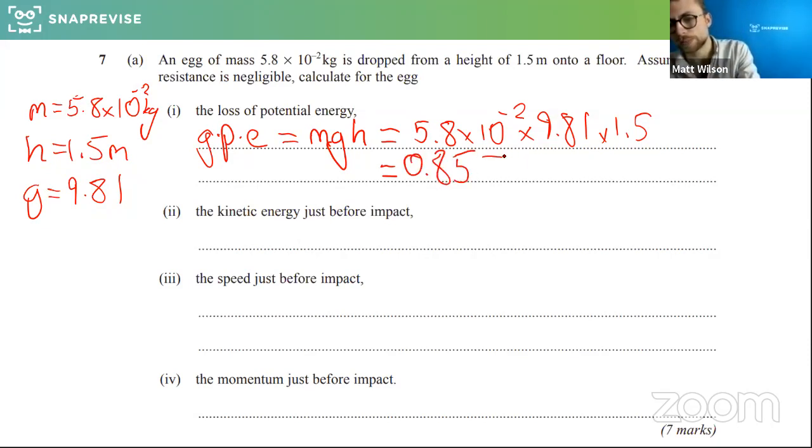That's a kind of disappointingly small number, I think. But hey, we're only dropping an egg. If we wanted more energy, we'd have to drop something heavier. Because if we drop something heavier, it'd have more mass, and more mass would mean a larger gravitational potential energy. Okay, so what's the kinetic energy just before impact? This is a one-line answer, which is a hint there might be something clever we can do. So what do we reckon? What rule are we going to use?